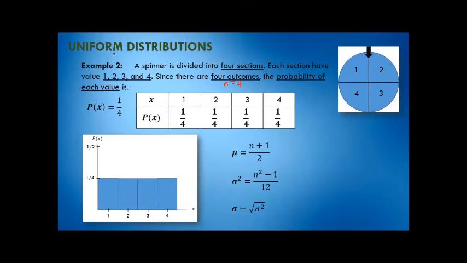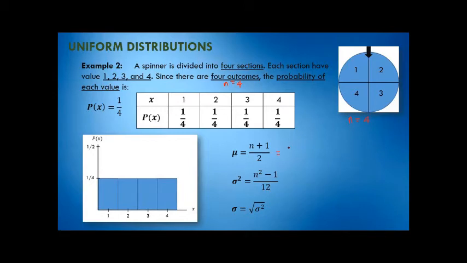They are uniform distribution. Then, if we're going to construct the histogram of this, apat na value na ang probability ay pantay-pantay lahat sa 1/4. So they are rectangles with equal heights. Now, compute for the mean, variance, and standard deviation. Again, ang kailangan lang dito is yung value ng n, which is the total number of outcomes.